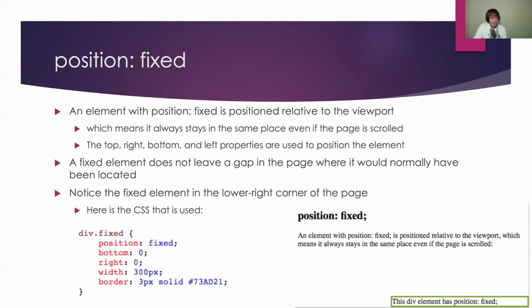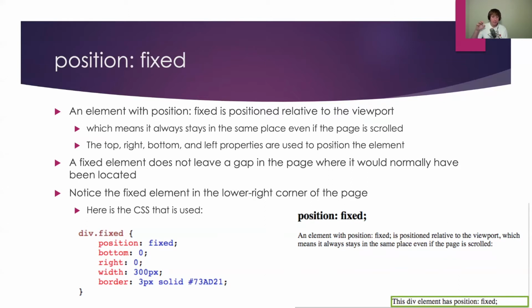Now, what about position fixed? An element with position fixed is positioned relative to the viewport. Remember, the viewport is going to be your browser's window. So every time I load my HTML page onto the browser, it's going to be displayed and rendered in the viewport, which means it always starts in the same place even if the page is scrolled. Now, that's interesting there. And actually, on one of the challenges, this is what I was wanting you to do.